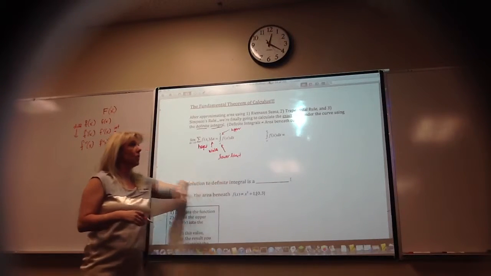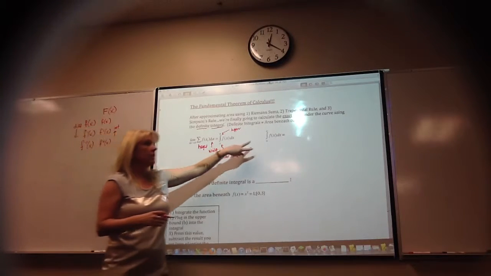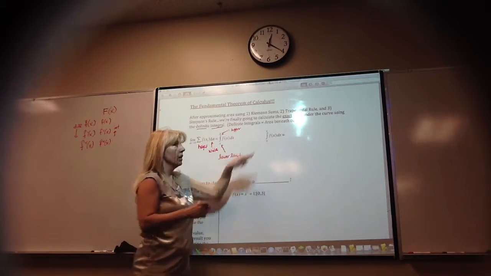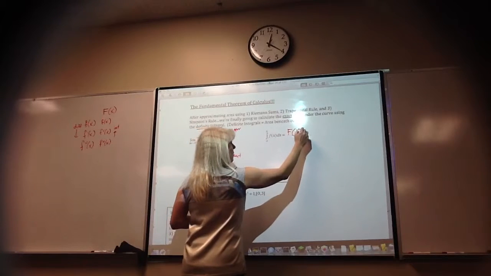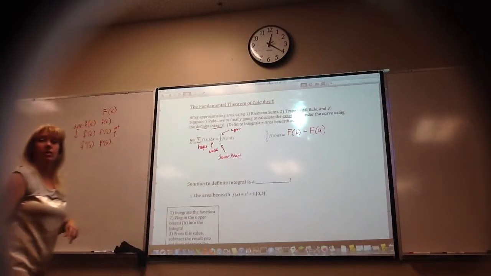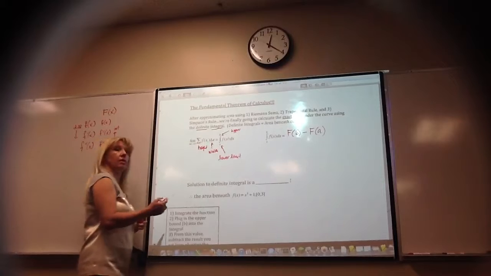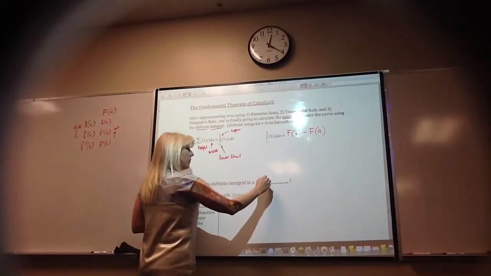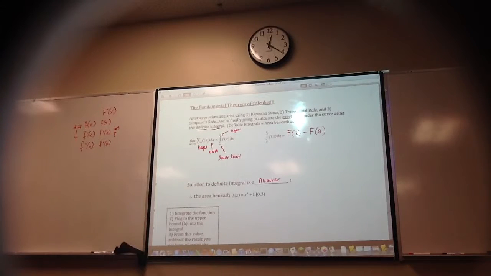So here's the beauty of the fundamental theorem of calculus. When you have a definite integral, instead of no numbers there, it is always equal to capital F of b minus capital F of a. So we're going to integrate the function, plug in the top limit, and then subtract the result of plugging in the bottom limit. The solution to a definite integral is a number. You get a numerical answer because it represents the area under the curve.